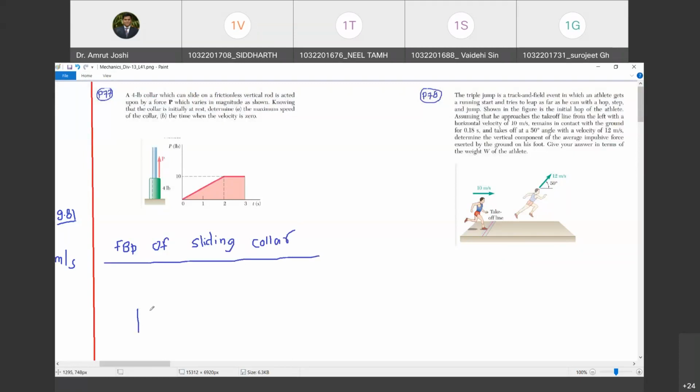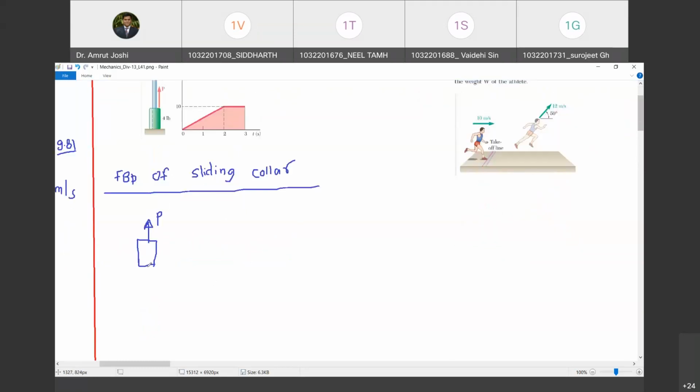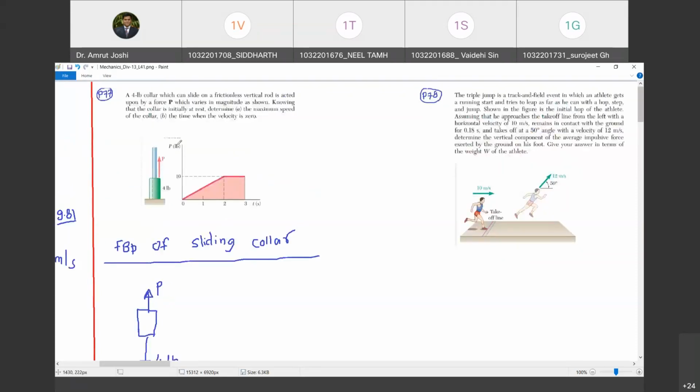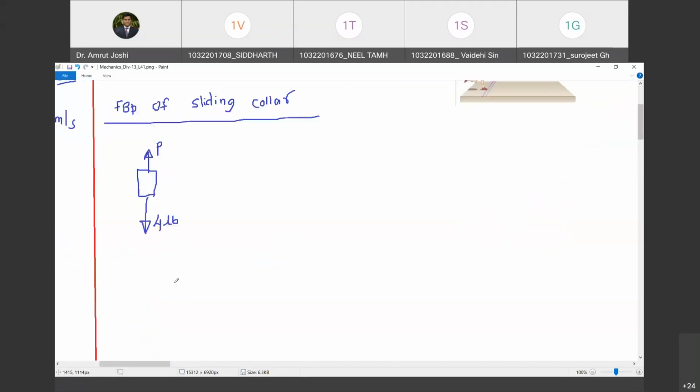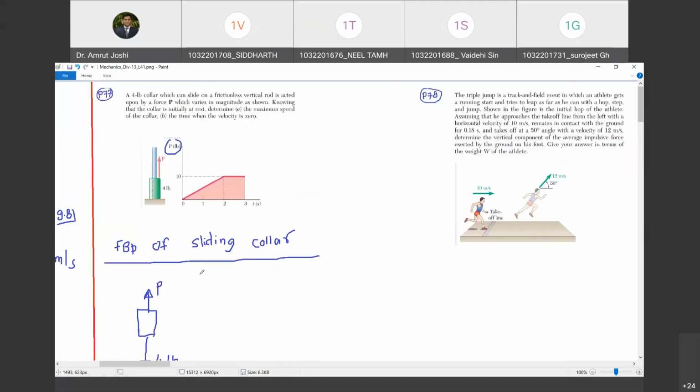It is going to look something like this. It is going to carry this force P upward, and it is going to carry this 4-pound force downward. Now, mind you, here P is also given in lb, so there is no conversion required. We will keep it in the same system of units. So P is acting upward and 4 lb is acting downward.